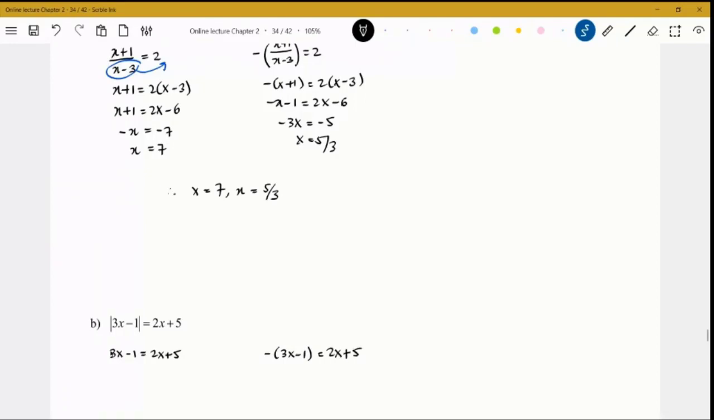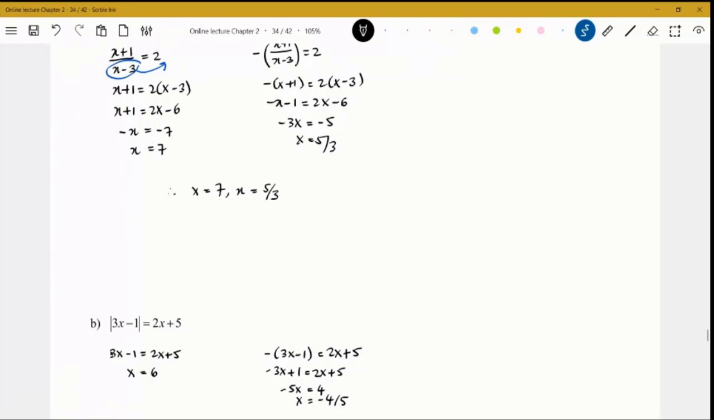Okay, so we collect the x. So we can have single x here and then we have 6. And then here we have negative 3x plus 1 equal to 2x plus 5. So we collect the x. We have negative 5x equal to 4. So the x will be equal to negative 4 over 5.